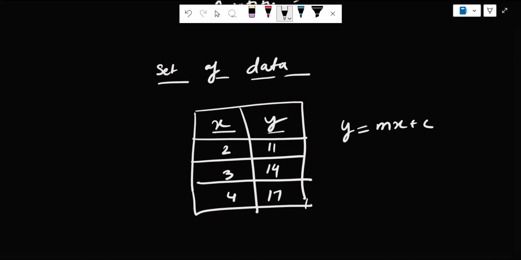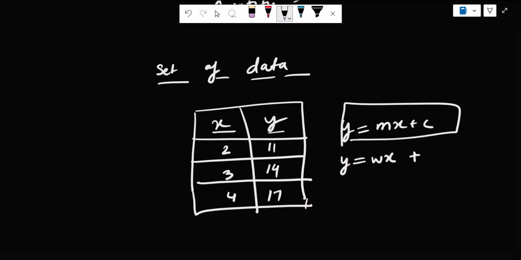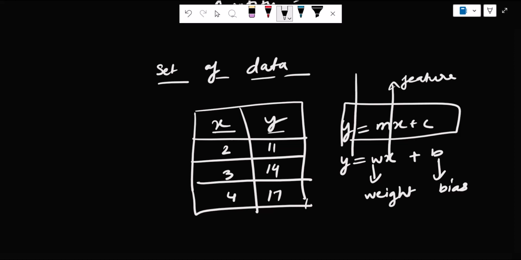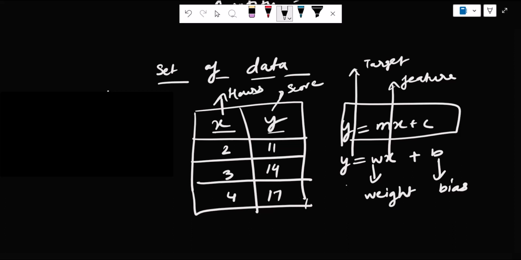Let's see the example. First of all, I'll slightly update this relationship with the naming conventions. So we are writing y is equal to wx plus b. Now here the slope w is called the weight and b is called the bias. X is also called the feature and y is called the target variable. So if it is the study score of a student, let's come back to the point where we have to come up with the relationship between y and x.